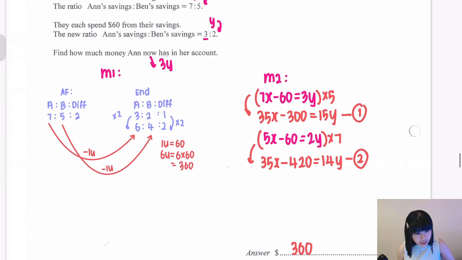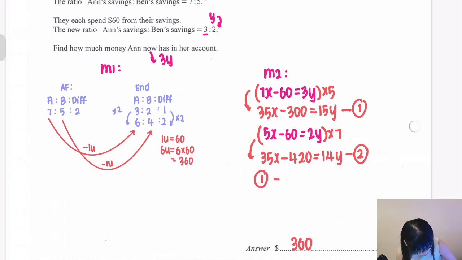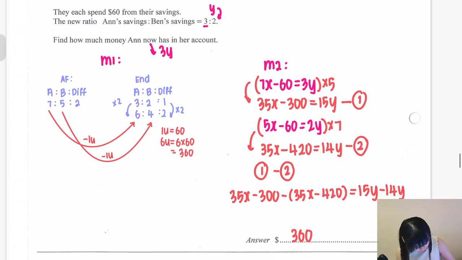To get rid of my x, I will take equation 1 minus equation 2. So I will take 35x minus 300, equation 1, minus equation 2, 35x minus 420, equals 15y minus 14y. Alright, so the 35x, I minus away 35x, it will be gone already. Then I am left with negative 300. Negative times negative 420 is a positive 420. 15y minus 14y is y.